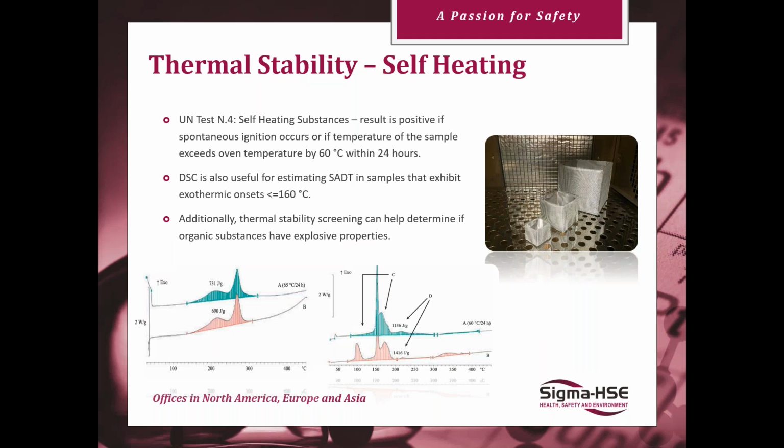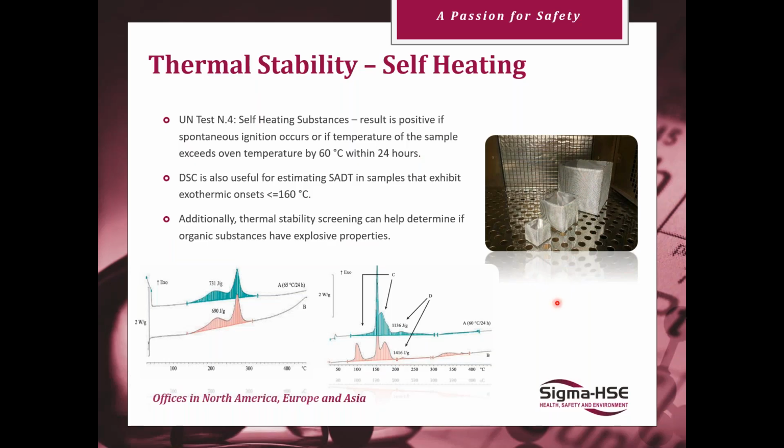Moving on to more self-heating tests of thermal stability. So we can see here UN test N.4 is determined by exposure of the sample to air at temperatures of 100, 120 and 140 degrees in 25 and 100 mm wire mesh cubes or baskets. So it's also referenced as a basket test, and typically a result is positive and the sample is self-heating when the sample temperature exceeds the oven temperature by 60 degrees over a 24-hour period.